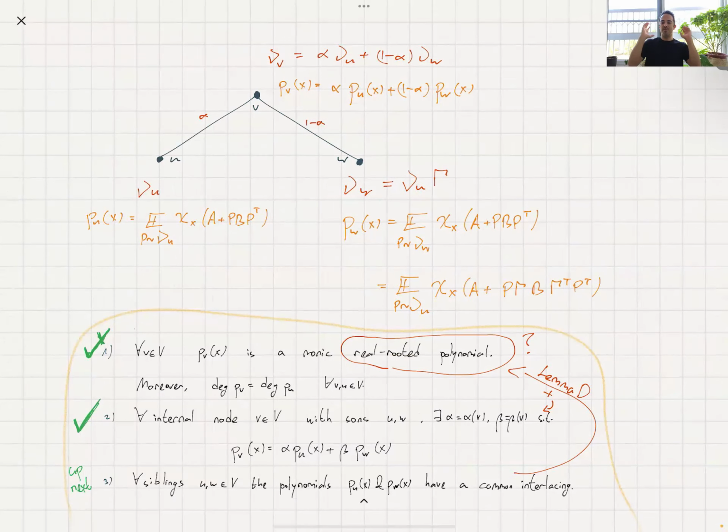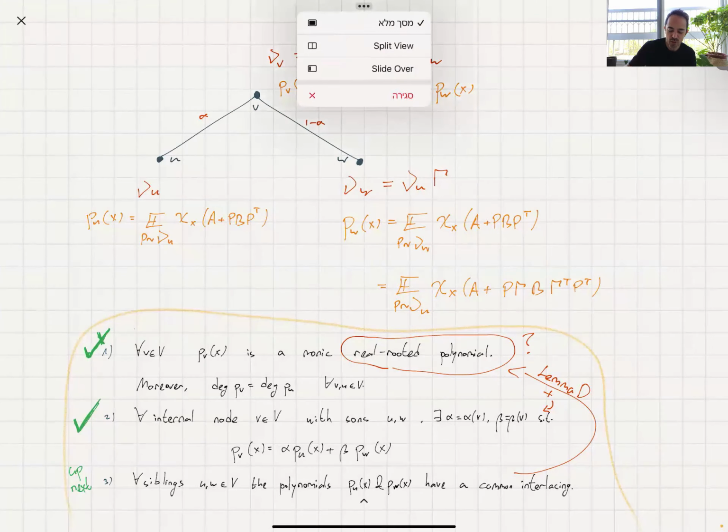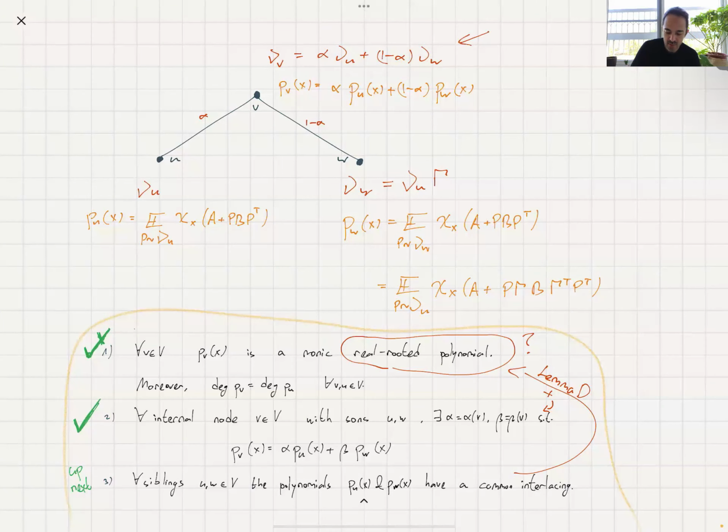Okay, so now we have the distributions over the vertices. What about the polynomials? So okay, what do we know? The distributions here are in red. The distribution of the parent is the convex combination of the distributions of the two sons. And you know that the right distribution is the left distribution times gamma for some gamma.